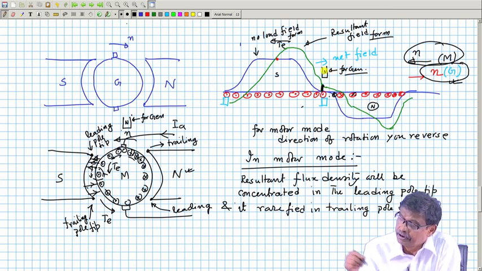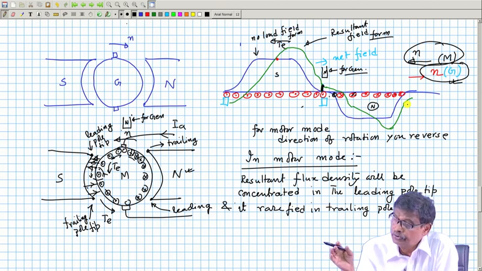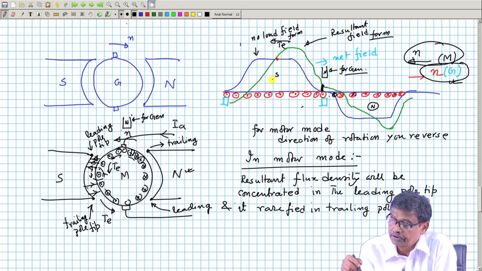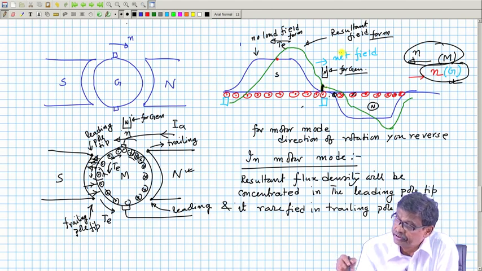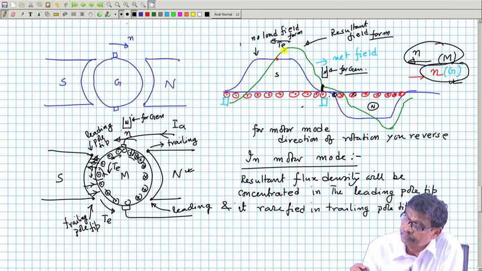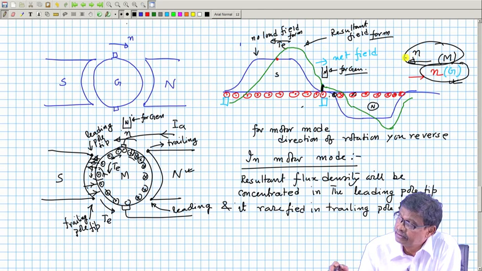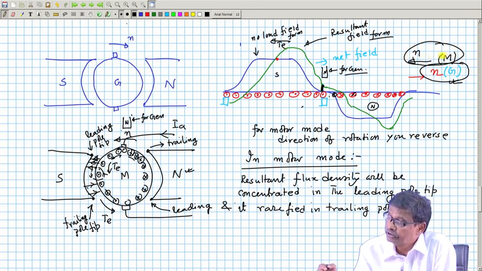The important point is, if you have done it for generator mode, the same diagram can be used as a motor diagram, as a description of different fluxes, like the no load flux because of field current, and the armature flux. Simply reverse the direction of rotation. For generator mode it is from left to right, and for motor mode the speed is right to left.